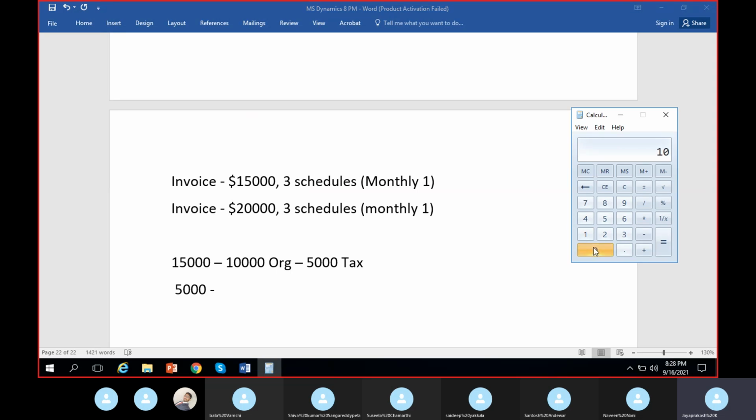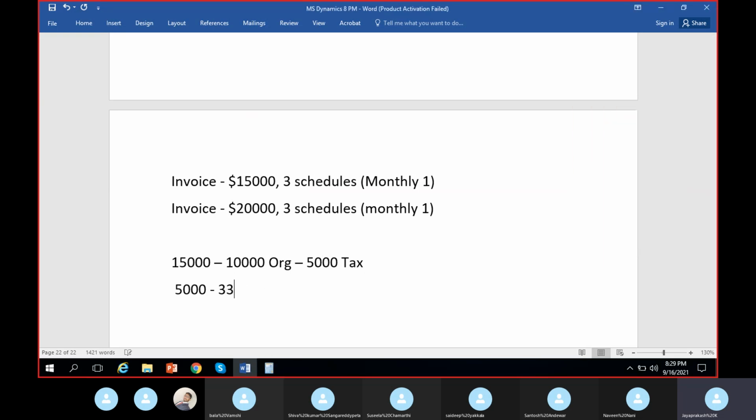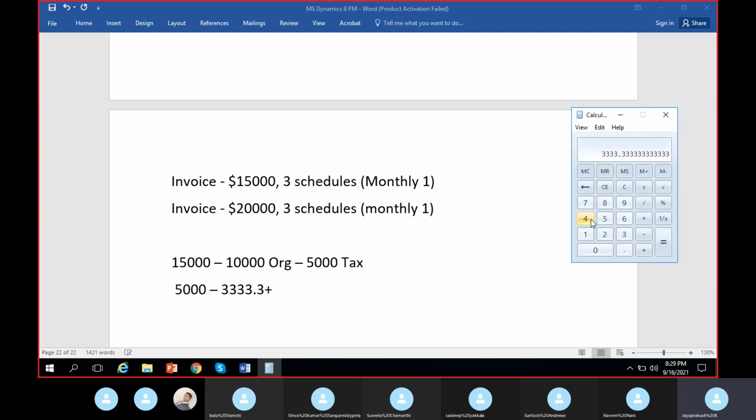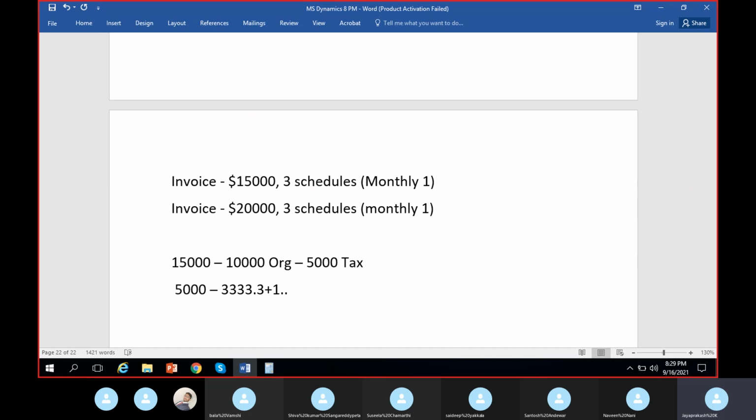If I divide 10,000 by 3, I'll get 3,333.3, plus the tax amount. So 5,000 divided by 3 will be the tax amount, like 1,666.7. In this way, the tax amount will be deducted every month. You'll pay the tax amount along with the original amount.